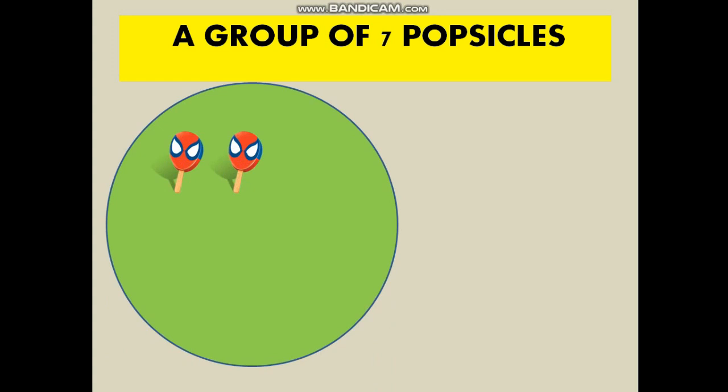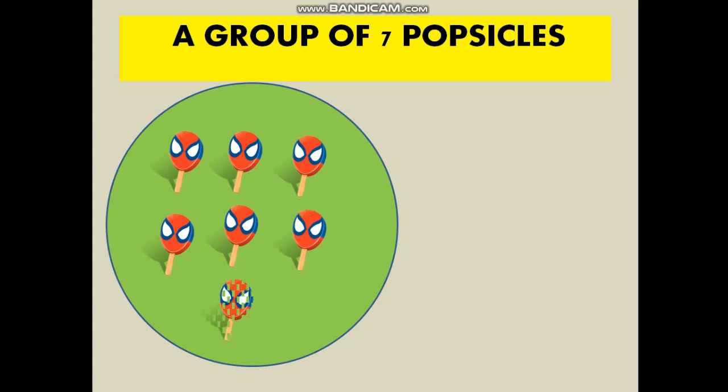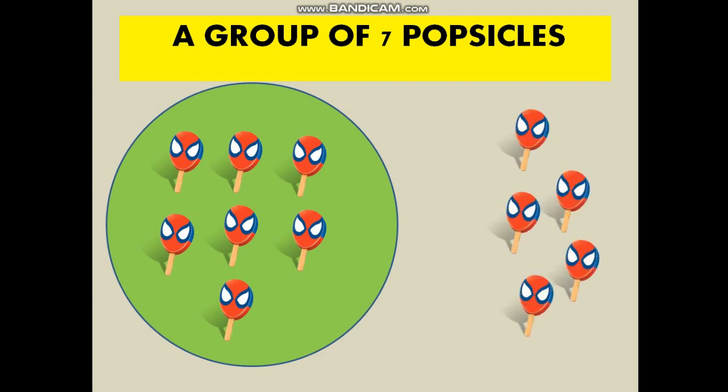1, 2, 3, 4, 5, 6, 7. 7 popsicles, and all that are remaining will be outside the group. Okay? How many are outside the group? 1, 2, 3, 4 and 5. 5 are outside the group. Let's see what is next.